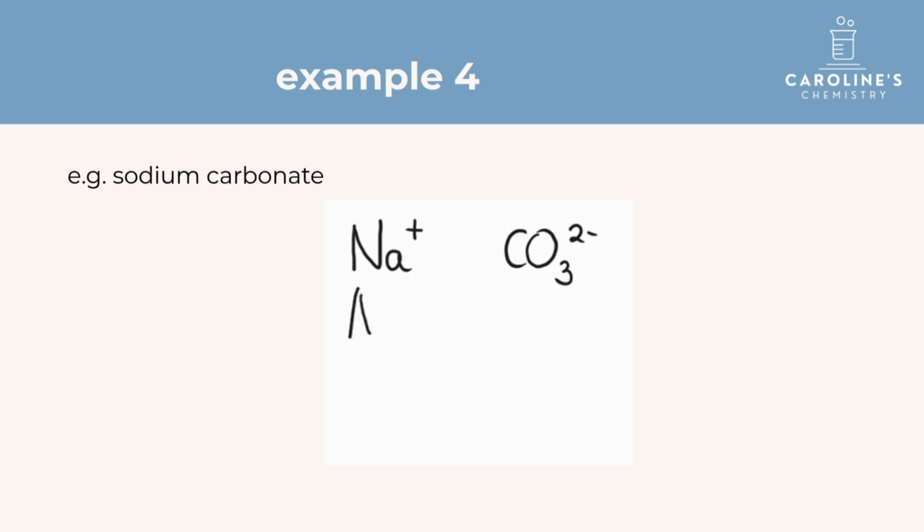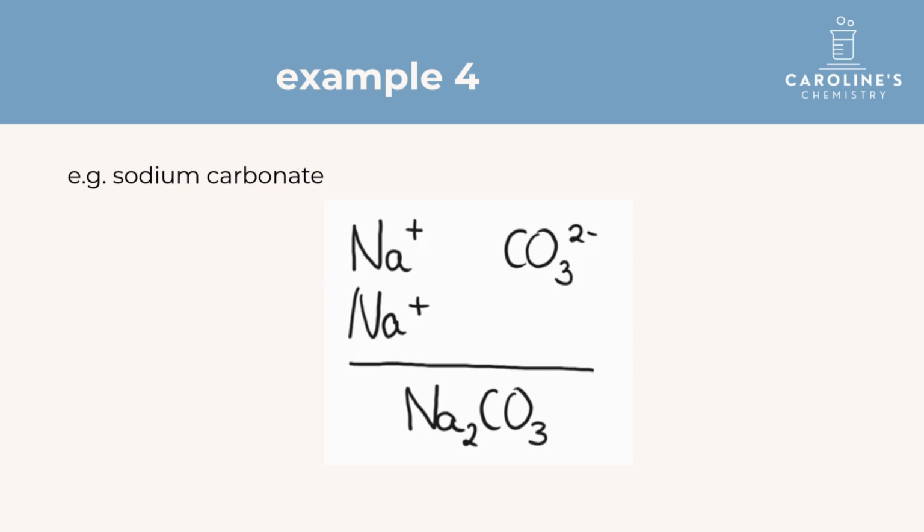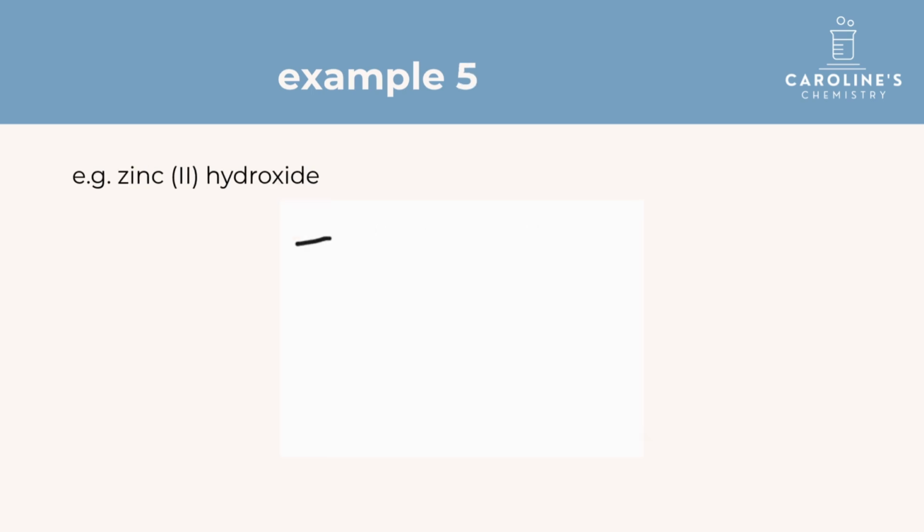Next, in order to balance the charges, we need another sodium ion. Now we have 2 plus and 2-, they cancel out. So to combine those, we use 2 sodium ions, so Na with a little 2, but only 1 carbonate ion. So we just write that as is, Na2CO3.